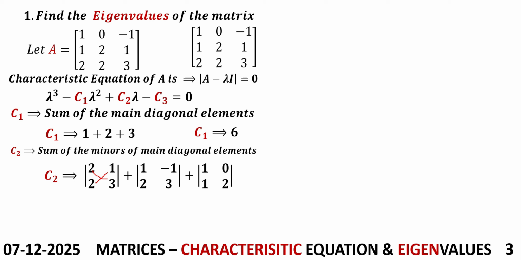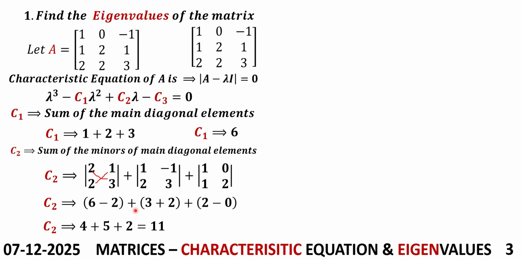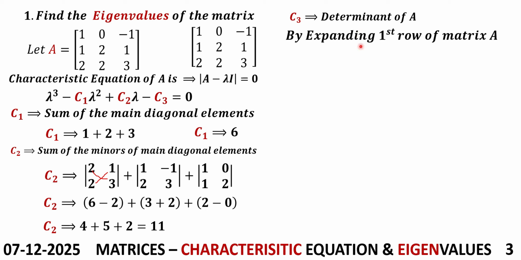Now let us see how to find out the value for the first element, that is 2 into 3, 6. 6 minus 2, 3 into 1. 3 into 1, then minus of minus will become positive, so 2 into 1 it will become 2. The next one is 2 into 1, 1 minus 0, it is 1. So 6 minus 2 it is 4, 3 plus 2 it is 5, 2 minus 0 it is 2. So C2 is 11.